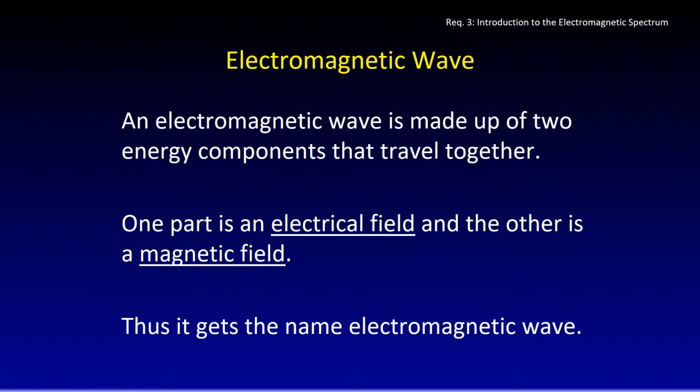An electromagnetic wave is made up of two energy components that travel together. One part is an electrical field, and the other is a magnetic field. Thus it gets its name of an electromagnetic wave.